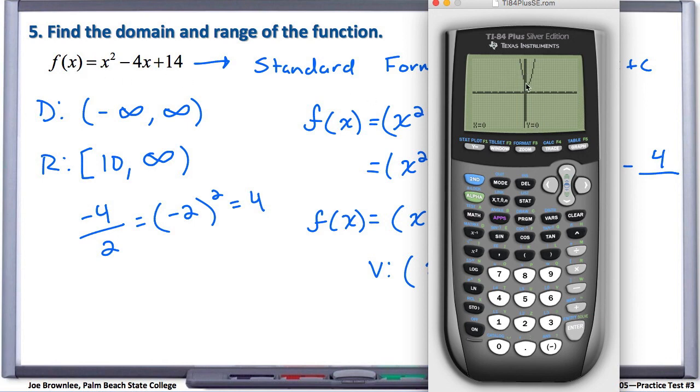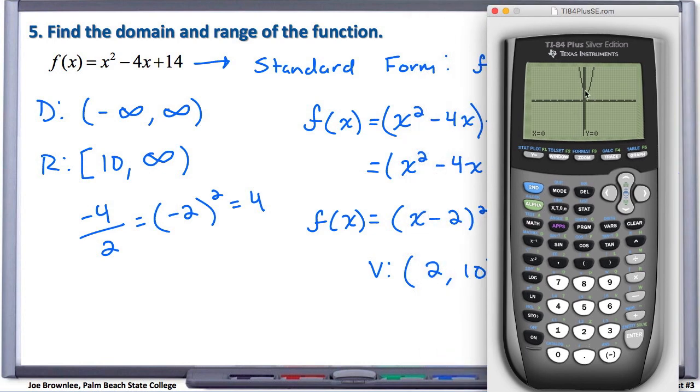We can see that this opens up as we thought it would based on our equation. And if the vertex is at the point, what did we say it was? (2, 10). Well, if 10 is the smallest y value this graph will ever have, from this point the y values only get bigger, out to infinity. And that's why our range is positive 10 to infinity. And again, the domain for all parabolas that open up or down is always negative infinity to positive infinity.